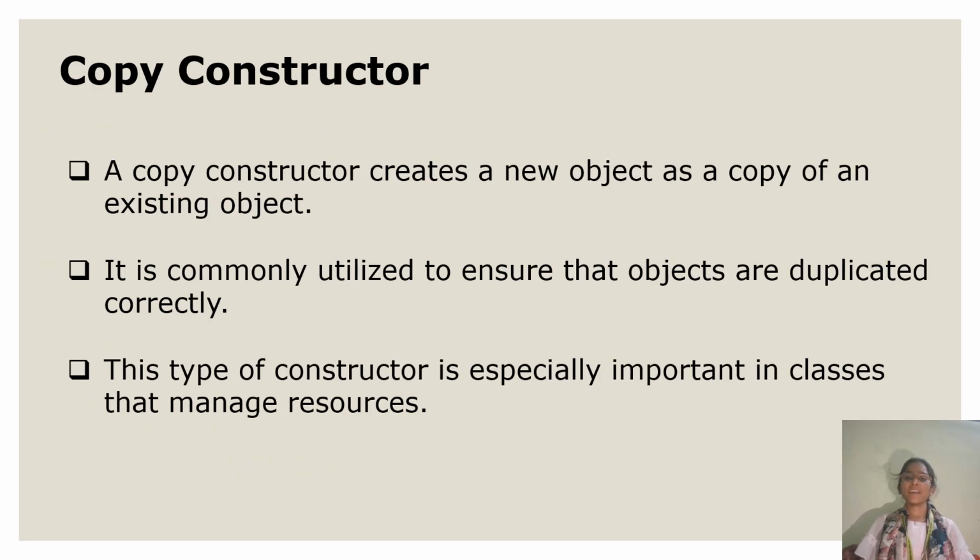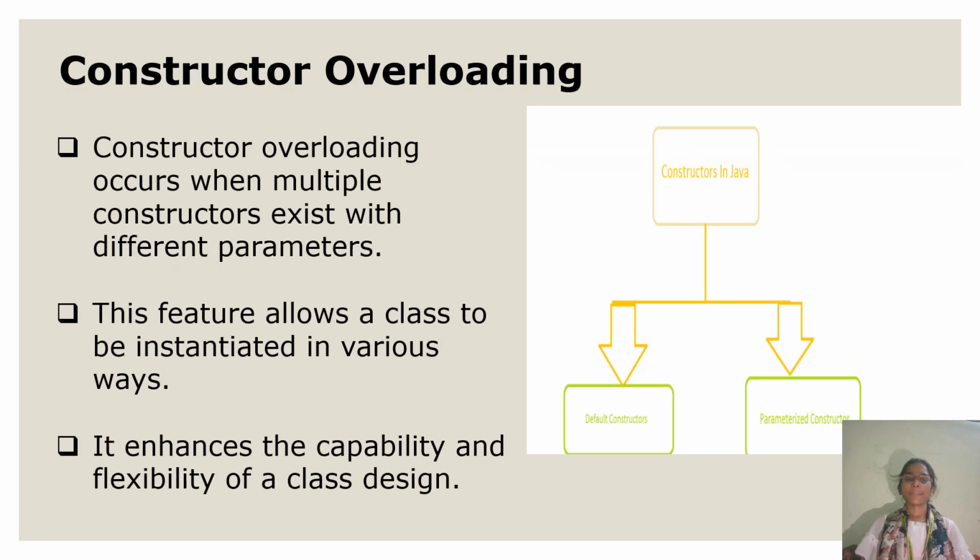Copy constructor. A copy constructor creates a new object as a copy of an existing object. It is commonly utilized to ensure that objects are duplicated correctly. This type of constructor is especially important in classes that manage resources.